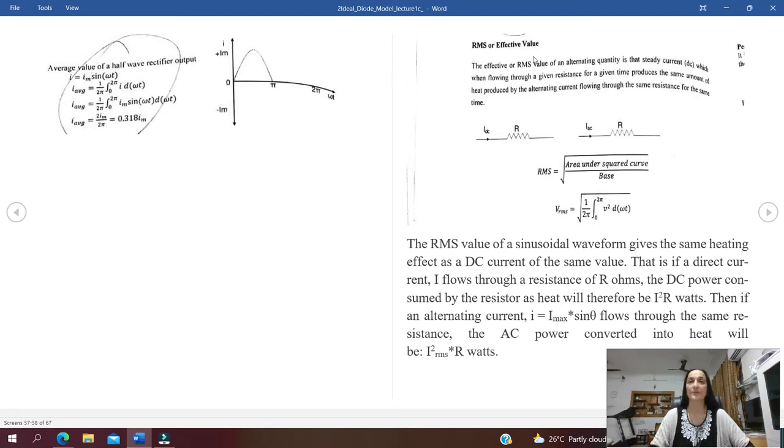Now, RMS or effective value of an alternating quantity. The RMS value of a sinusoidal waveform gives the same heating effect as a DC current of the same value gives. That is why if an alternating current whose instantaneous value is given by I maximum into sine theta flows through the same resistance, the AC power delivered by this alternating current will be equal to IRMS square into R watts.